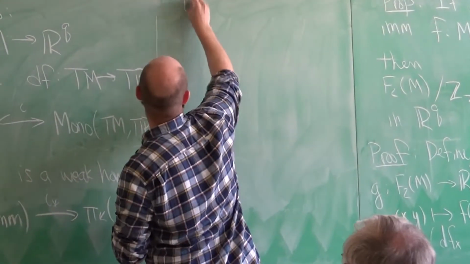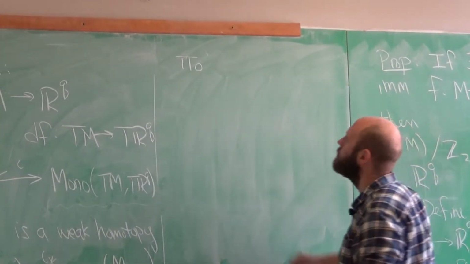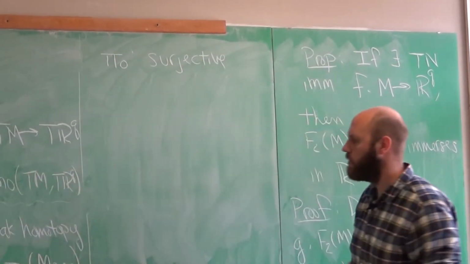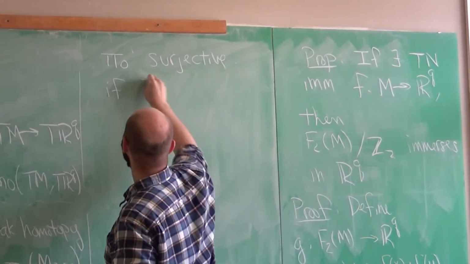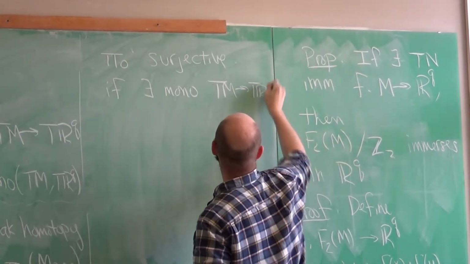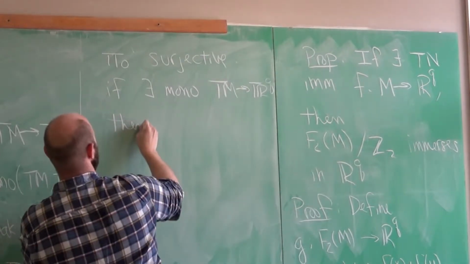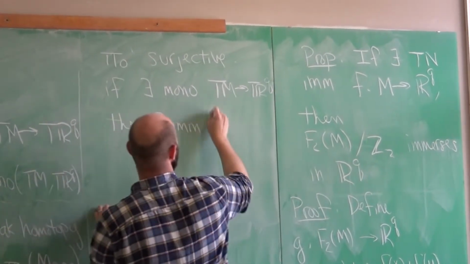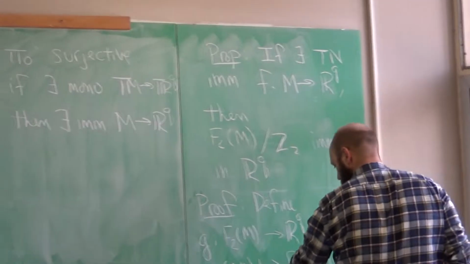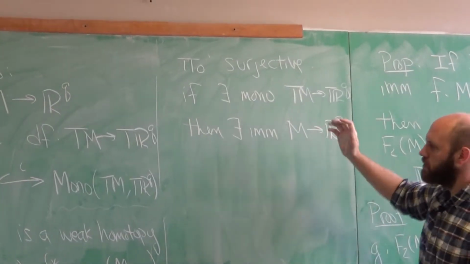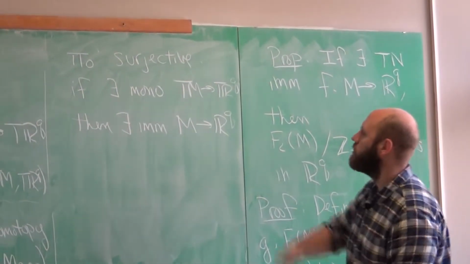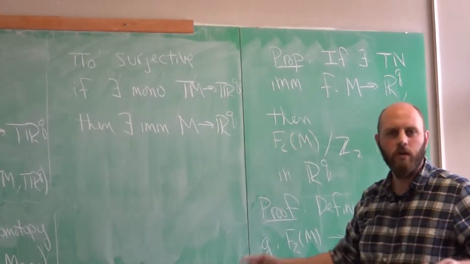If we look just at pi 0, the fact that this is surjective on pi 0 would say that if there exists a monomorphism of these two vector bundles, then there exists an immersion. So in some sense, it reduces this differential problem of looking for immersions between spaces to something purely algebraic. You can study monomorphisms using obstruction theory, for example.